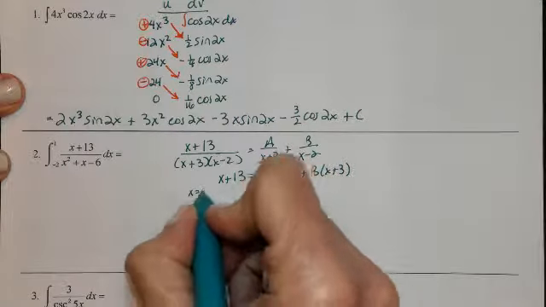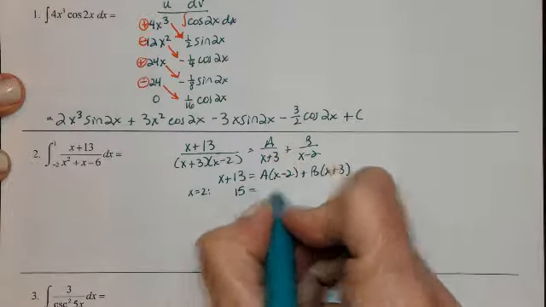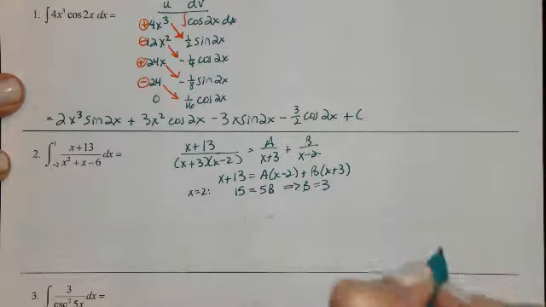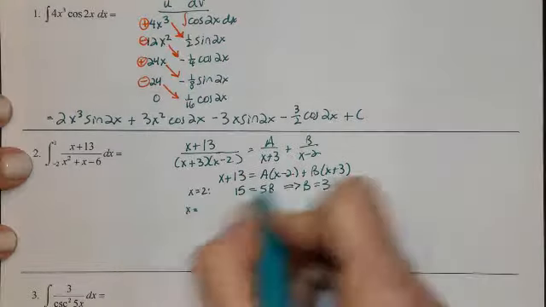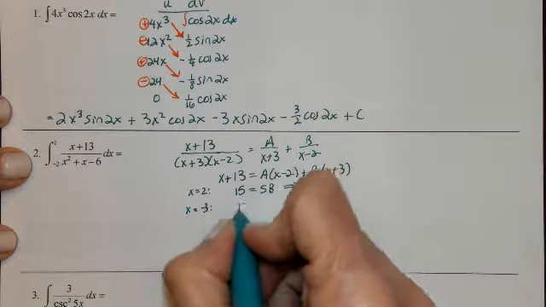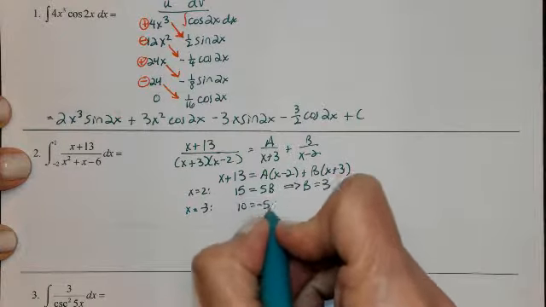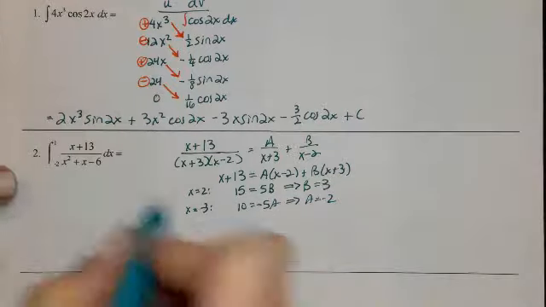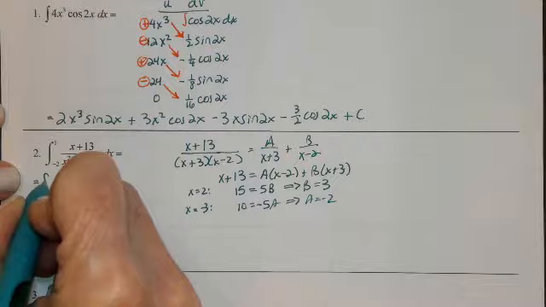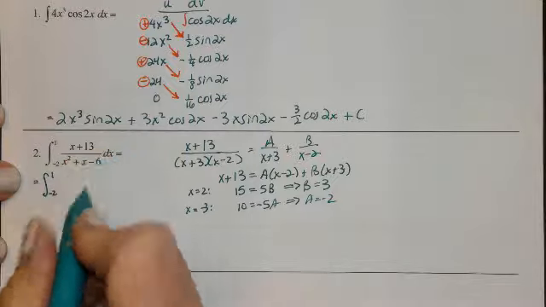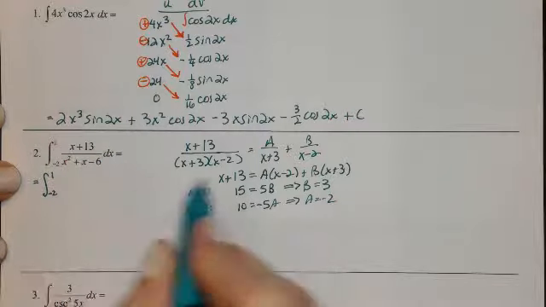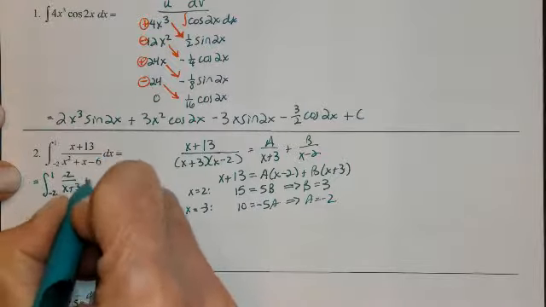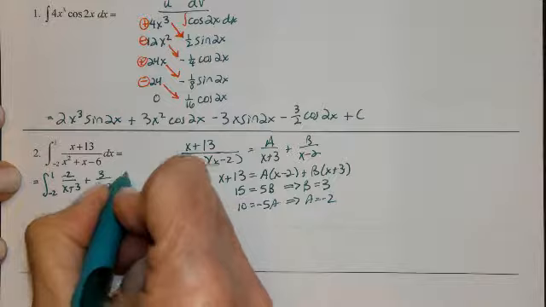Begin by letting x be 2. We'll get 15 is equal to 5b, which means b is 3. If we let x be -3, we'll have 10 is equal to -5a, so a is -2. So back to our problem, our integral, I'm replacing that fraction with -2 over x plus 3 plus 3 over x minus 2 dx.